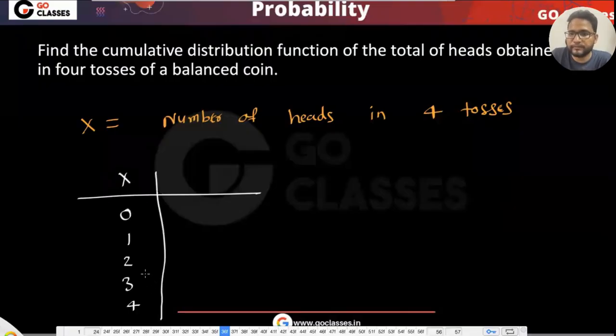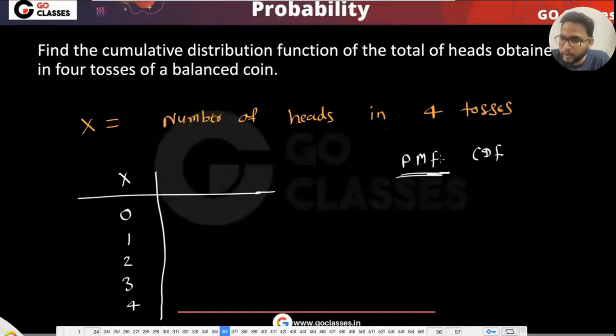Everyone agree with this? X is the number of heads in 4 tosses. If you toss it 4 times, how many heads can you get? Maybe 0, maybe 1, maybe 2. Can you write the PMF first? Because you need to write the PMF to write the CDF. So there are two things, one is PMF, one is CDF. You have to calculate the PMF to calculate the CDF, so let me calculate the PMF.